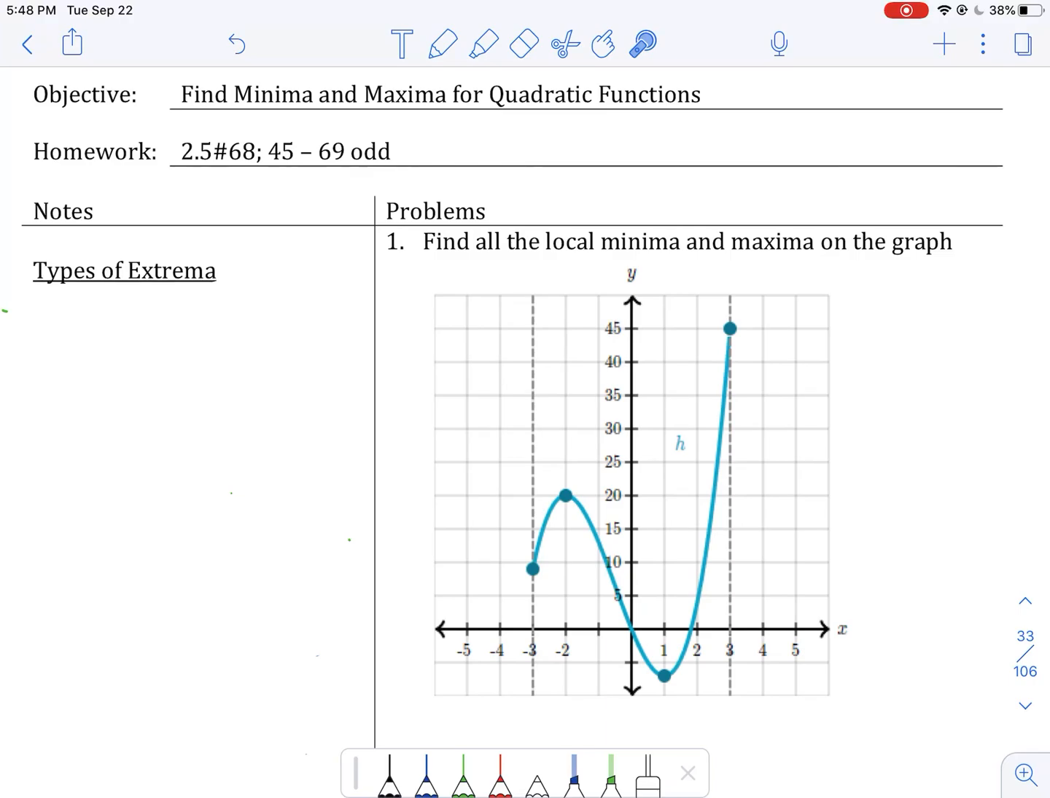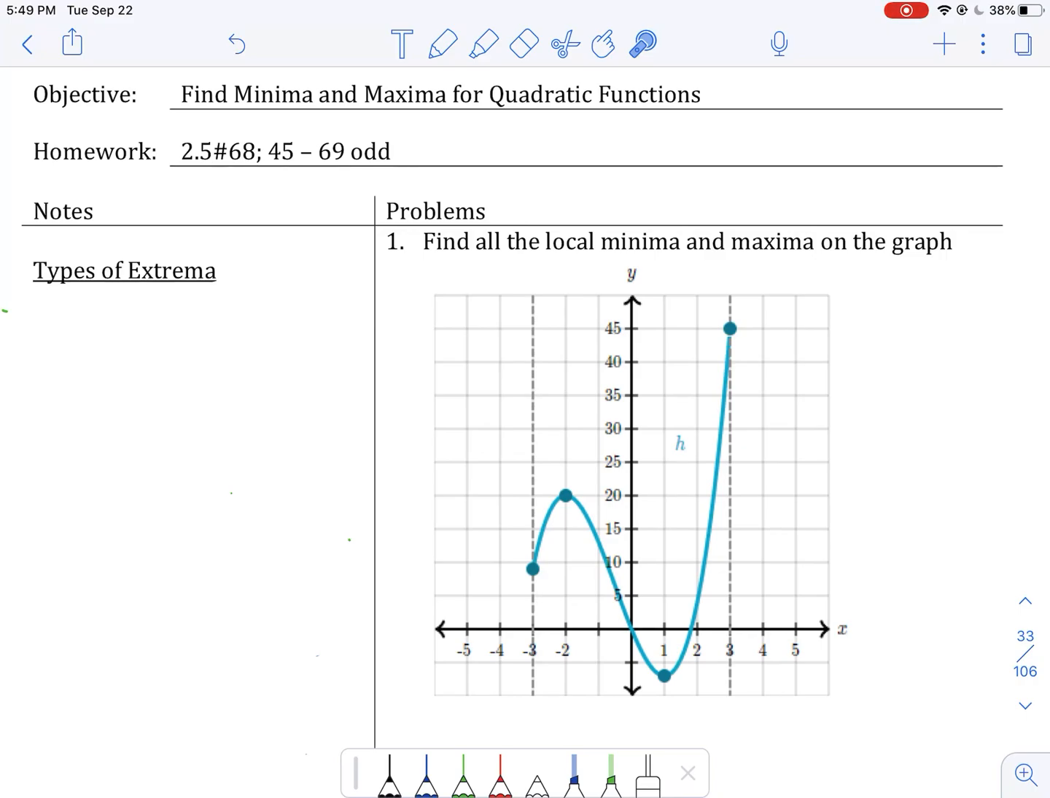We're going to be talking about finding minima and maxima, specifically for quadratic functions, but we'll also talk about how to use it on your graphing calculator and other functions as well. So please make sure, pause the video now, go get your graphing calculator if you don't have it, go get your notes if you aren't ready for those, and we'll get started.